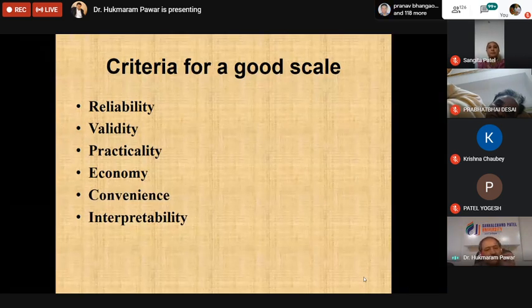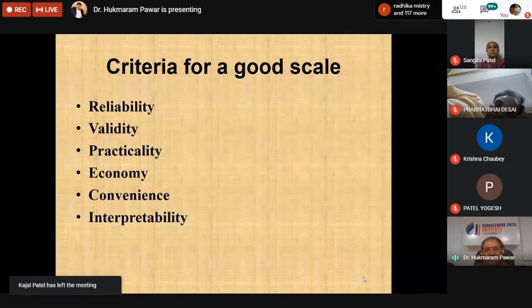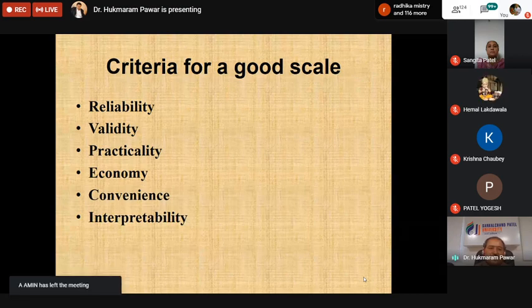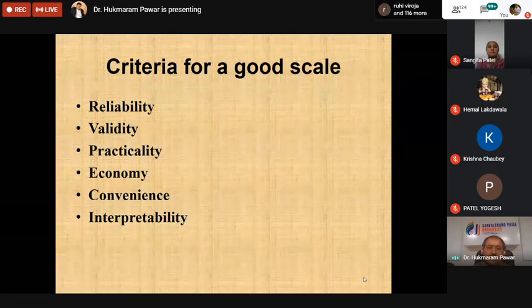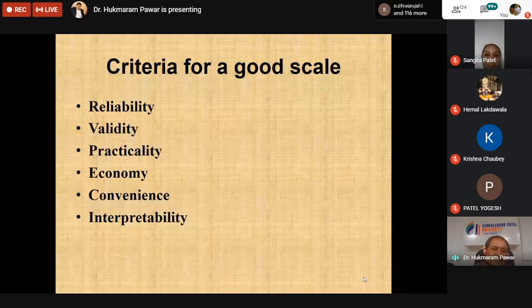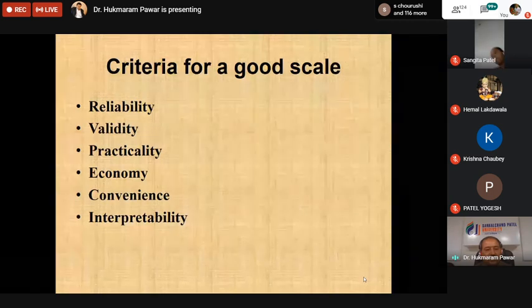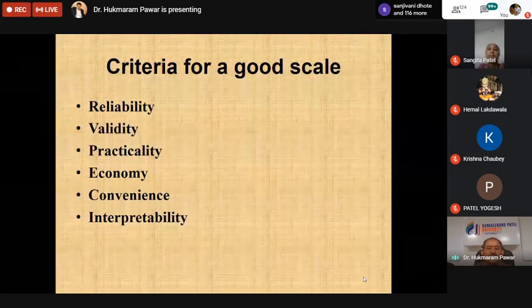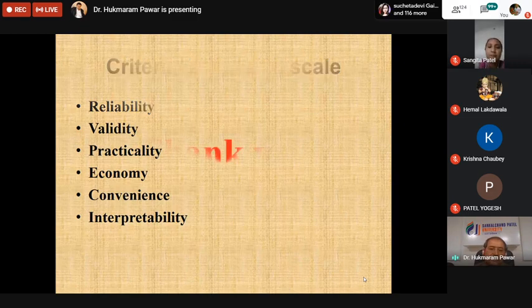The most important, the first two criteria, are reliability and validity. These are the most important. It means take your data from a reliable source, and it should validate whatever you want, that will be your outcome or not, otherwise there is no validity. Then after that, practicality, economy, convenience, and interpretability. Okay, these are the various criteria for a good scale.